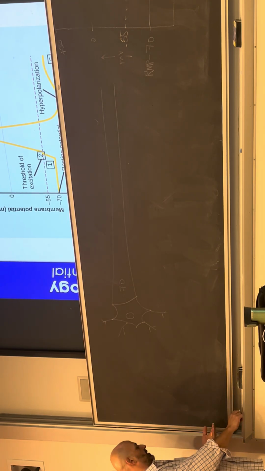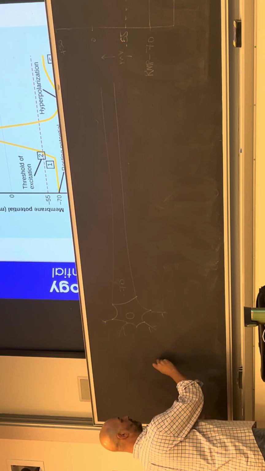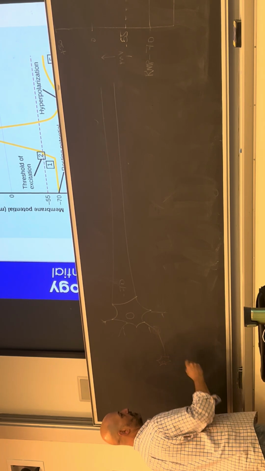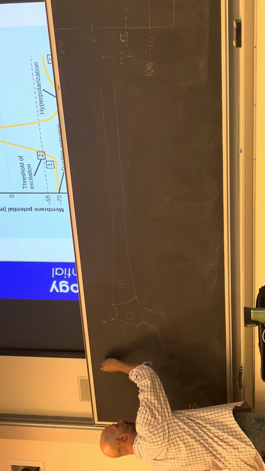And let's say I'm going to draw another neuron here. We have another neuron that comes from wherever, and it's going to synapse right there. Maybe we have another one here.